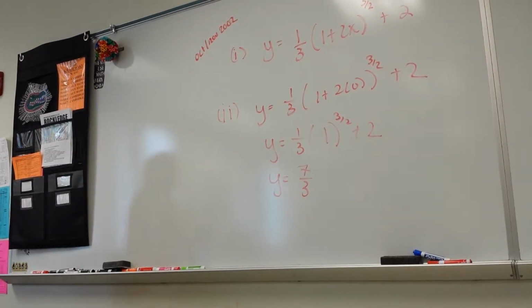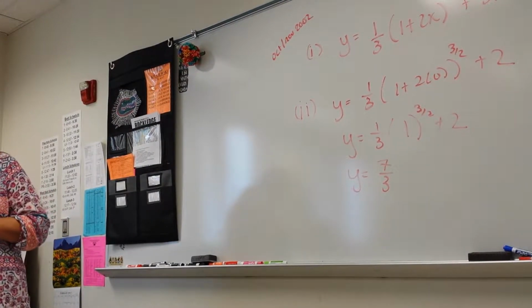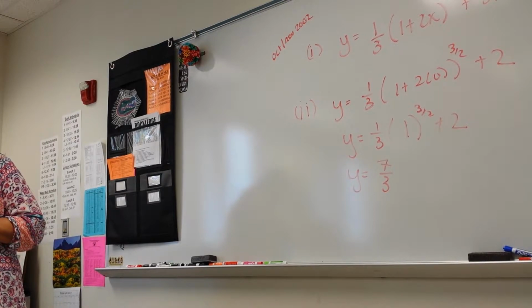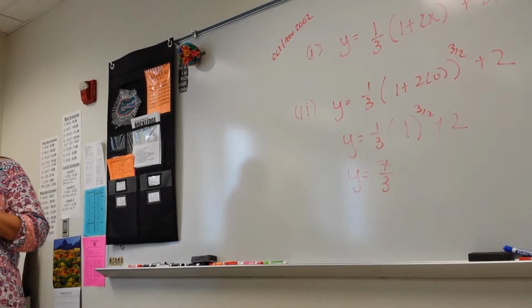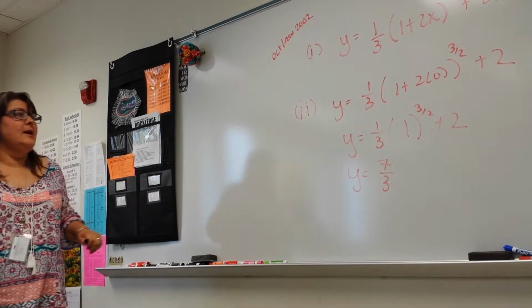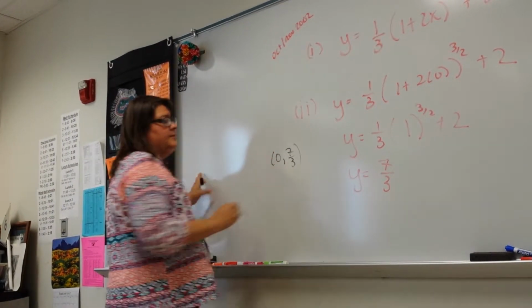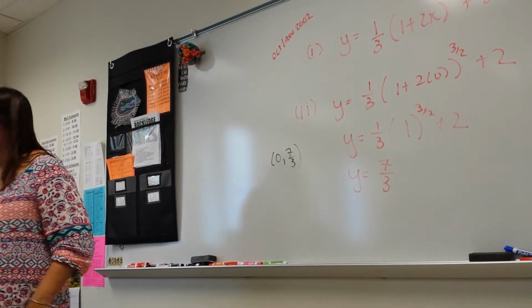What does it look like? It's October, November 2002, at the bottom of a page. It says the gradient at the point (x, y) on the curve is the square root of 1 plus 2x. And so it just wants the ordered pair: (0, 7/3). It was 2 points.